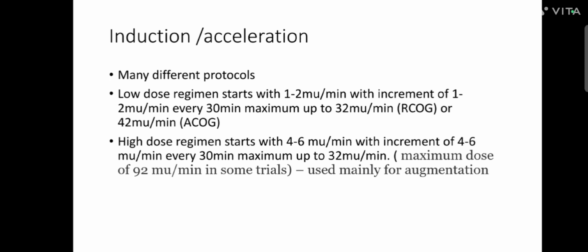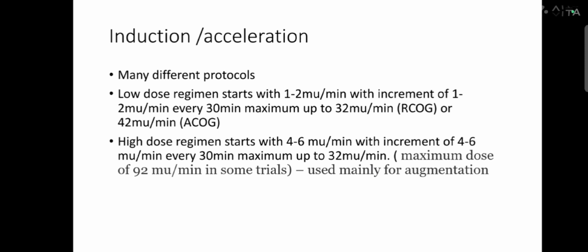For induction or acceleration, there are many different protocols, in which we have two regimens: a low dose regimen and a high dose regimen. In the low dose regimen, we use 1 to 2 international units per minute. Slowly, we keep increasing by 1 to 2 international units per minute every 30 minutes, up to a maximum of 32 international units per minute according to RCOG. According to ACOG, we can increase till 42 international units per minute. This is the low dose regimen.